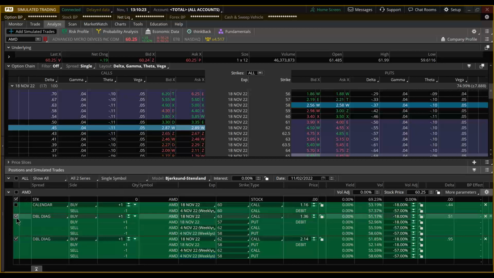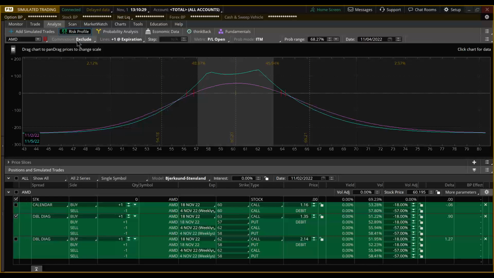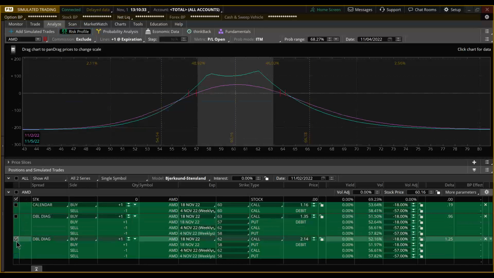But what do the risk graphs look like, to Daniel's comment? Here is the double diagonal. Take that off. There is the double calendar. They look so much alike, right?